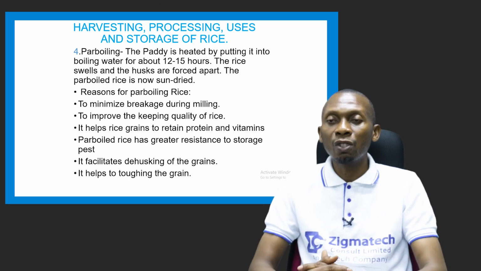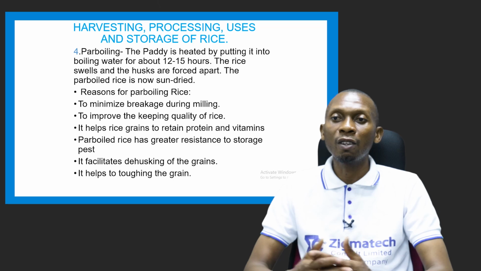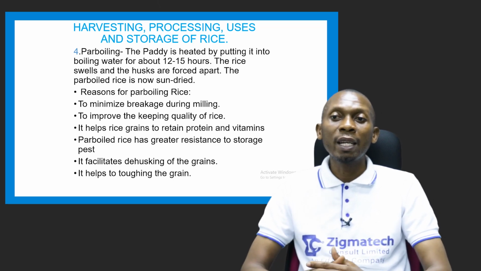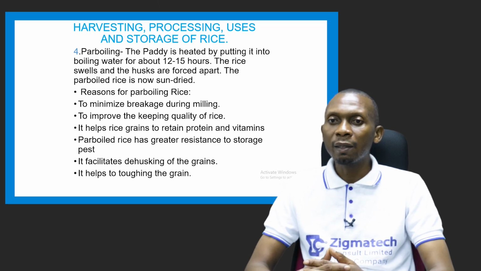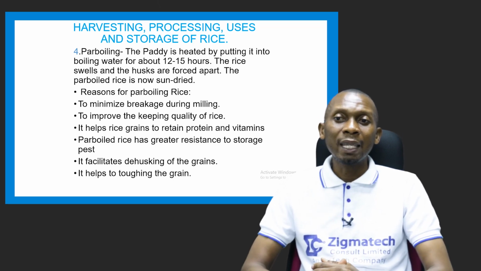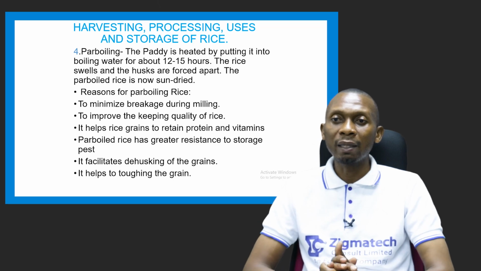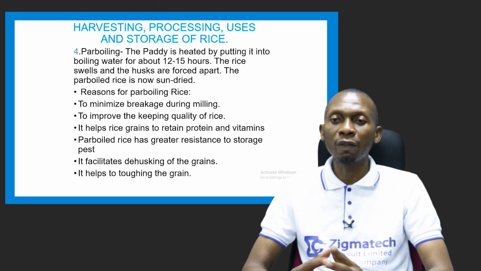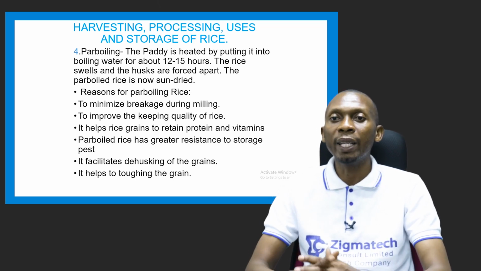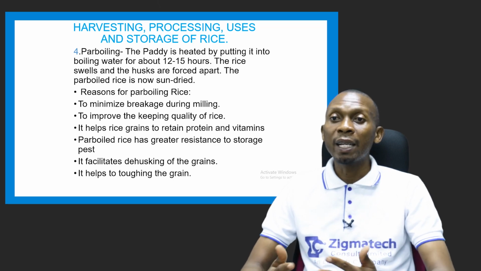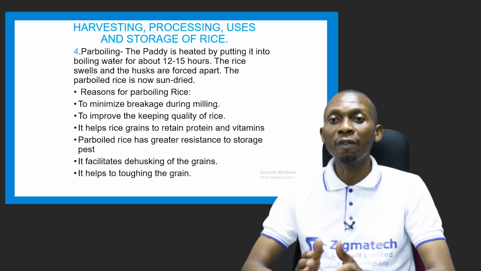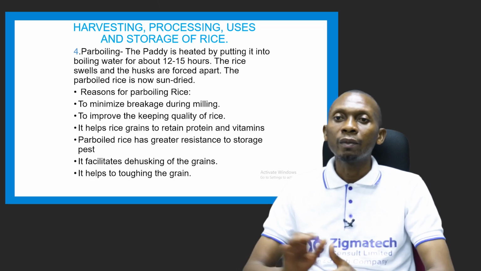So, to minimize breakage during milling, to improve the keeping quality of rice so that it can have a longer shelf life, it also helps the rice grain to retain protein and vitamins. And also, the parboiled rice has a greater resistance to storage pests like the rice weevil. It also facilitates the husking of the grains, that's the removal of the husk from the grains. It's achievable when the paddy rice is parboiled. Then it also helps to toughen the grains, which could also prevent breakage.